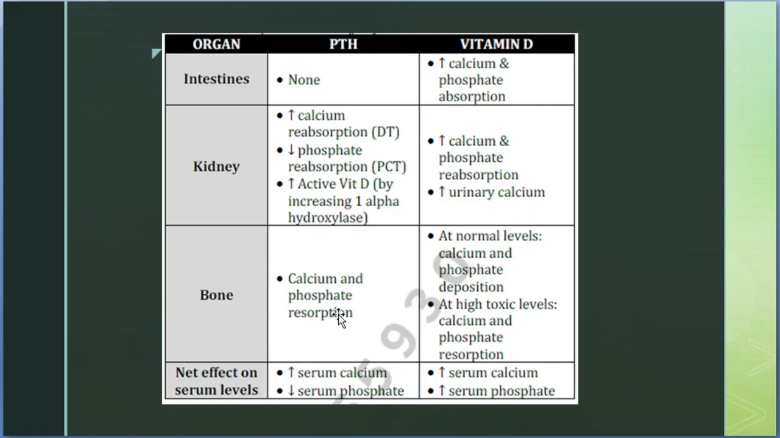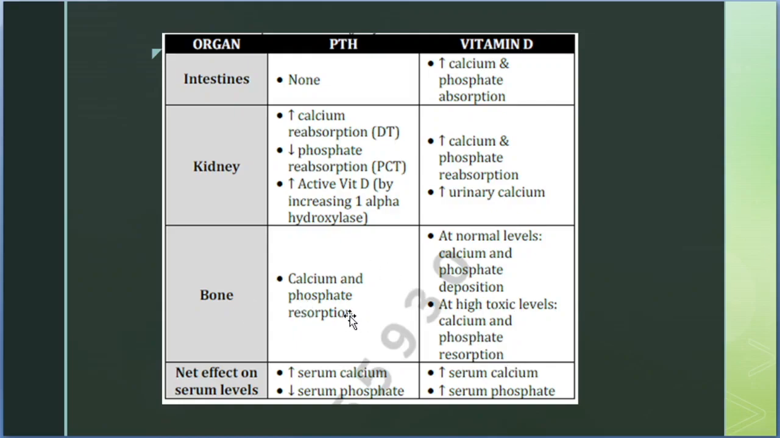Your bone, ang parathyroid hormone sa bone cause calcium and phosphate resorption. How about sa vitamin D? At normal levels, calcium and phosphate deposition. However, at high toxic levels can cause calcium and phosphate resorption.